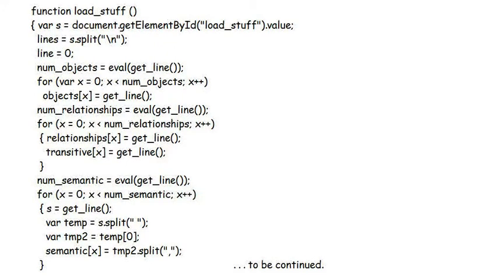Then the number of relationship types, followed by the types themselves, although this time they come with a flag indicating whether those relationships are transitive, 1, or not, 0. Finally, the semantic net data is read in. In this case, we're only interested in the 4 numbers at the start of each line, separated by commas.